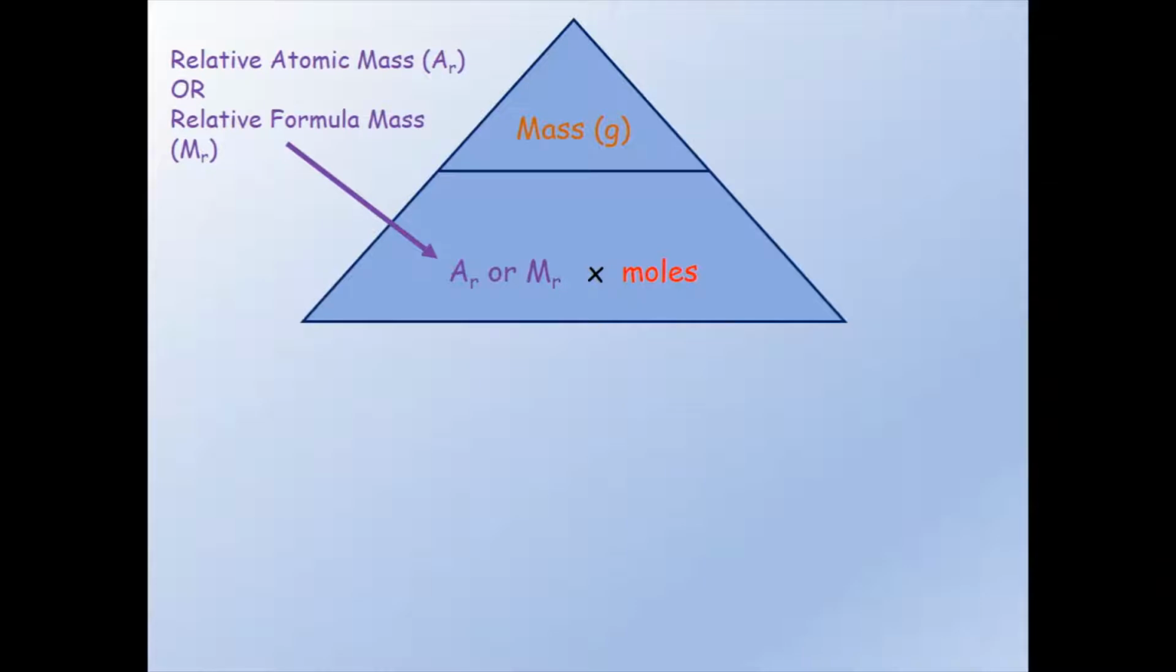If you are given atoms, you use the relative atomic mass, and if you are given ions or molecules, you will have to use the relative formula mass. We also need to note that the unit for moles is mol, and this is just read mole. So let us look at an example.